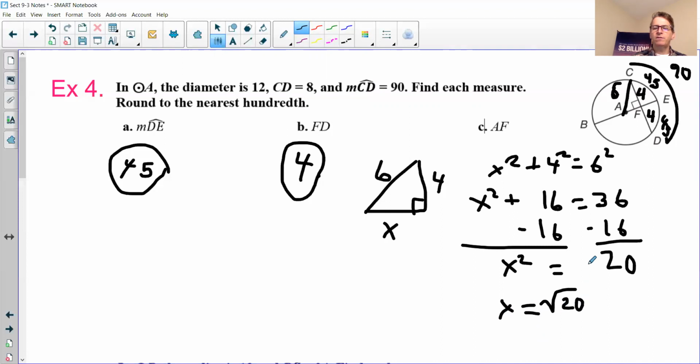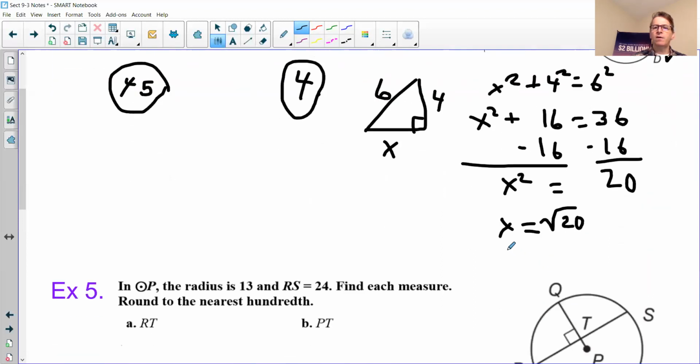And if I was to simplify that even further, I would have a radical, square root of a 4 times a 5. And this is simplifying your radical. So you're going to need to know how to do that when you get off to high school with algebra 2. 2 square root of 5. If you plug this into a calculator, you would have something like 4.47.